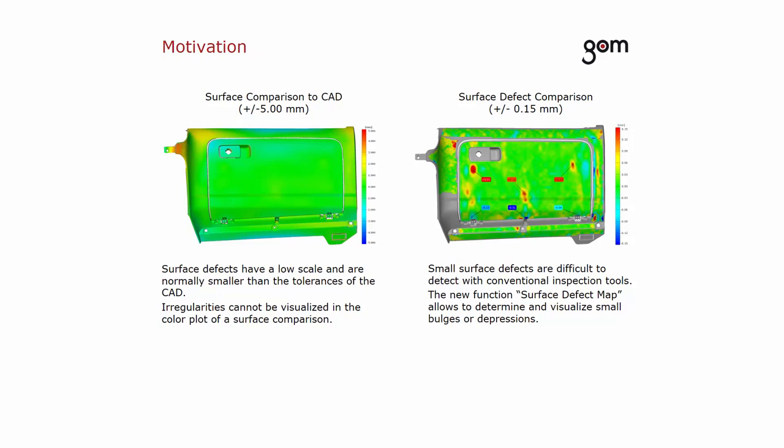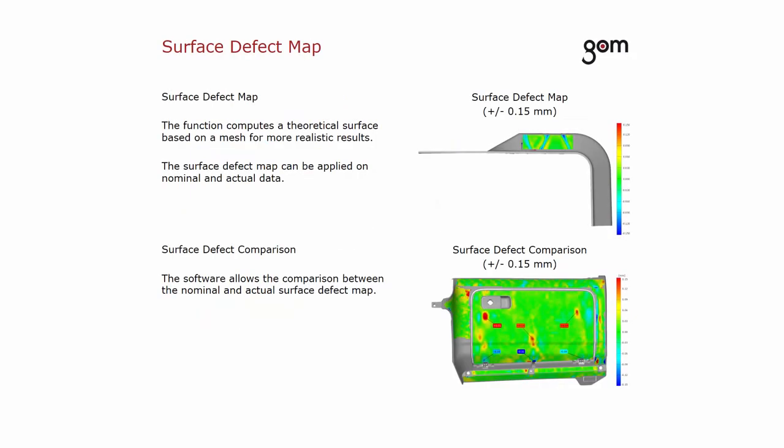In GOM Software 2016, you can use the new function Surface Defect Map to determine and visualize small bulges or depressions. The function computes a theoretical surface based on a mesh for more realistic results. The surface defect map can be directly created on an actual mesh. It is also possible to use the function on nominal data. In addition, the software allows the comparison between the nominal and the actual surface defect map.